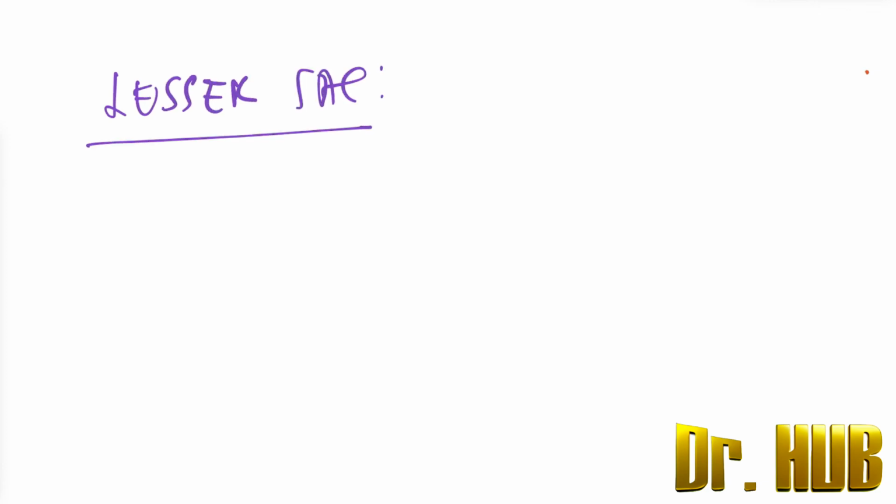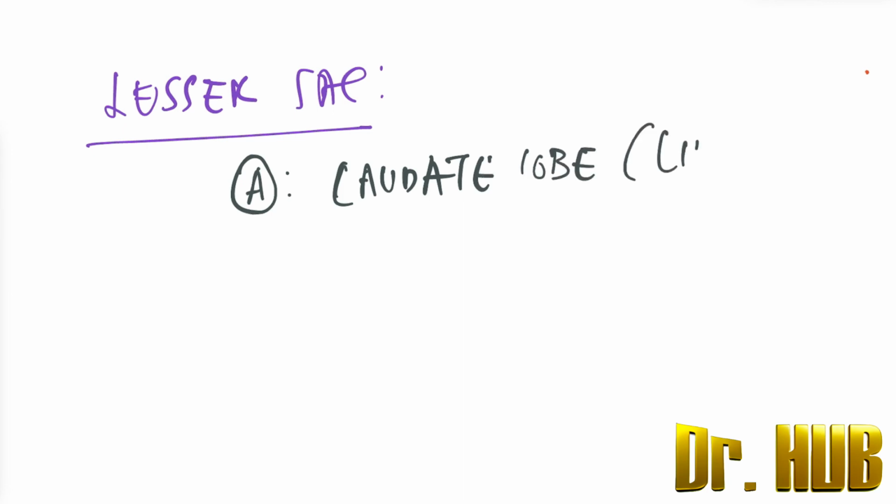Now let's look at the relation with the lesser sac. So in terms of the lesser sac, there is anterior, posterior, superior and inferior. So anterior, it stands for the caudate lobe of the liver. So anteriorly there is caudate lobe, and this is nothing but of the liver.